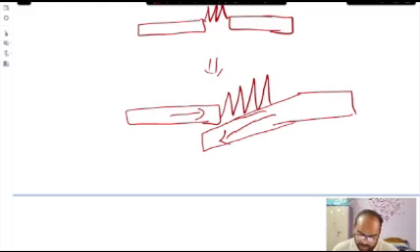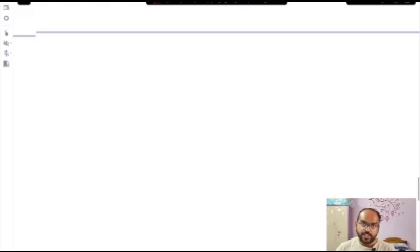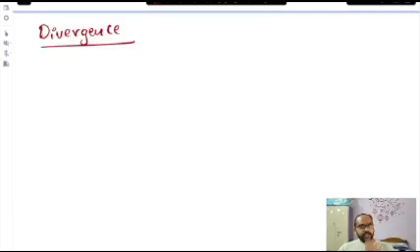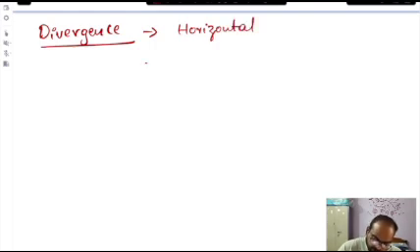So we are done with convergence. Now let's look into divergence. What is divergence? Two plates are moving away from each other. Moving apart. So it is a horizontal action, and it is constructive in nature.